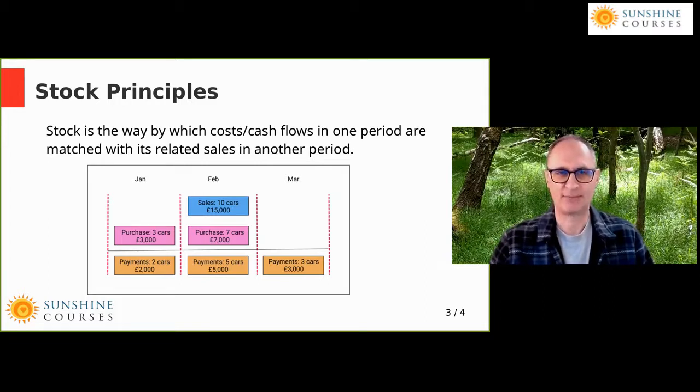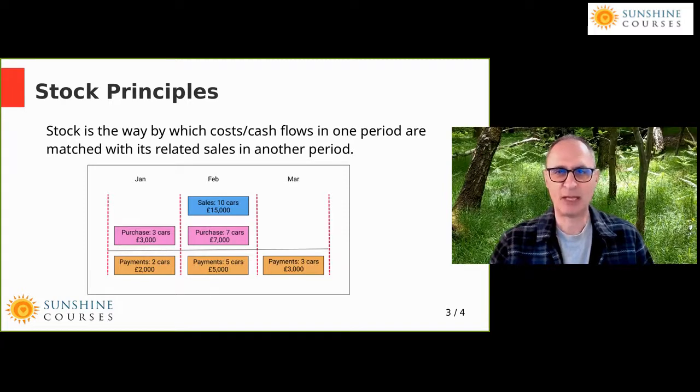whenever they're incurred. So when we look at this example in January, we had already bought 3 cars. We had those sitting on the forecourt. And at the end of January, we've got no sales, but we have 3 cars sitting there. And we refer to those 3 cars as stock. Or if you're talking in accounting principle terms, we've incurred costs, £3,000, which we haven't yet received the revenue for. So we're going to carry those costs forward to another accounting period and release those costs in the period in which we receive the revenue.